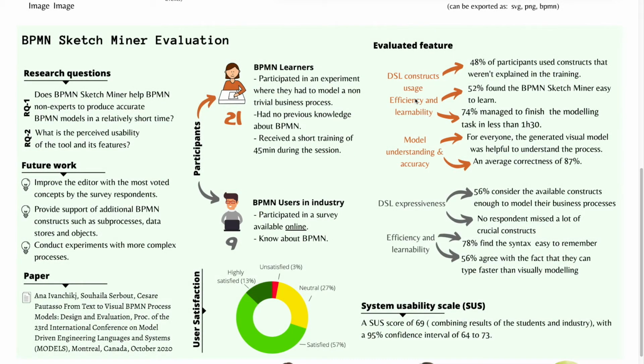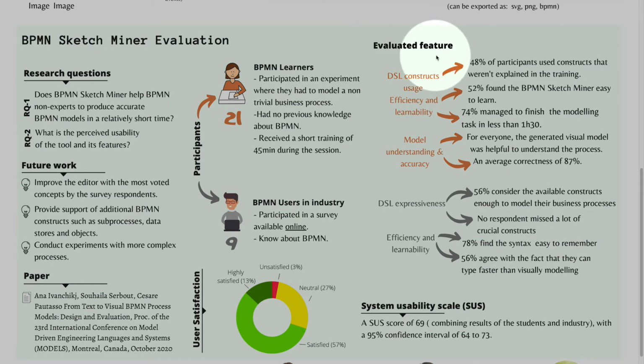This experiment with the students allowed us to have an idea about how the DSL constructs were used. We noticed that 48% of participants used constructs that weren't explained to them during the training, which means that they could manage to use them simply by reading the documentation. 52% found that BPMN Sketch Miner was easy to learn, and 74% managed to finish their modeling exercises in less than 1 hour and a half.